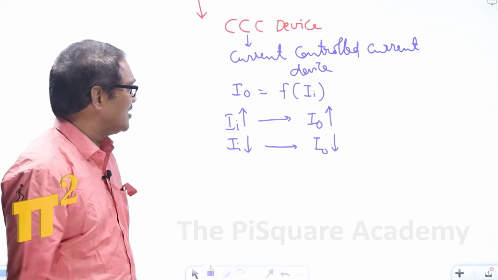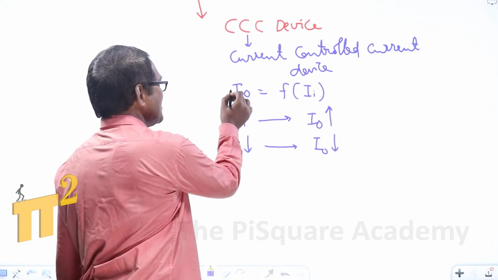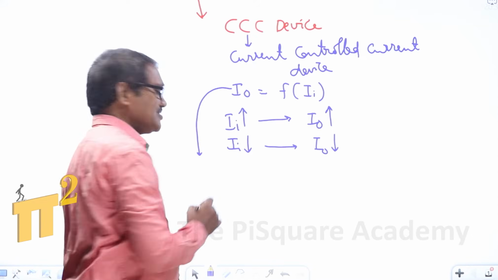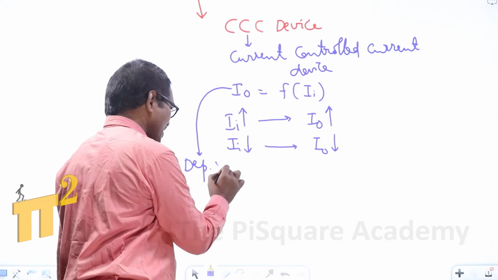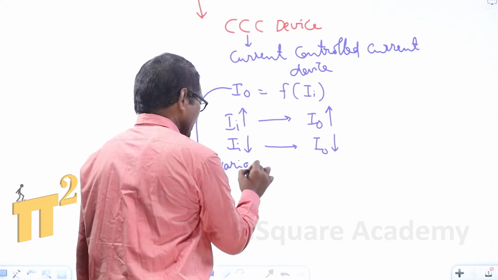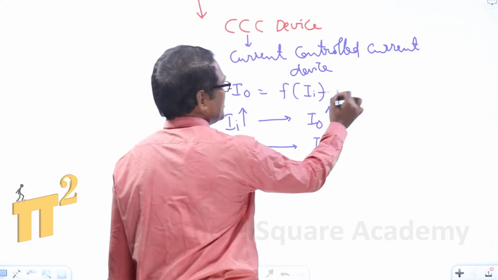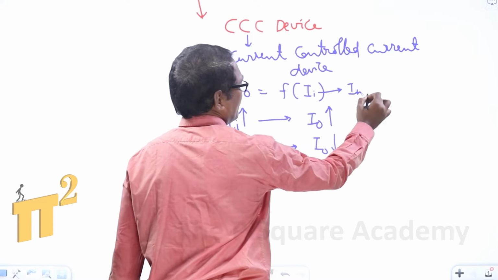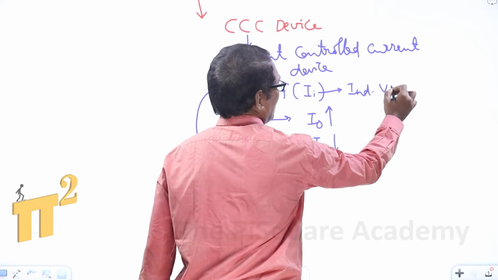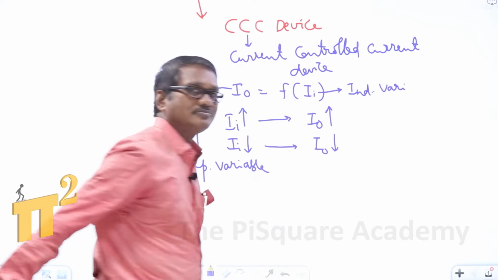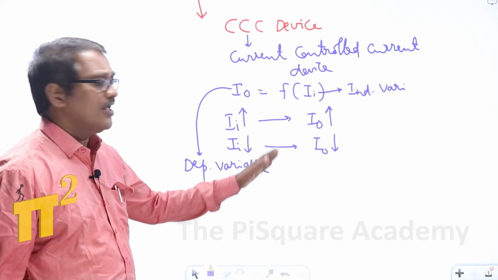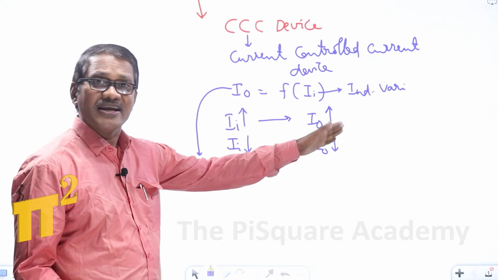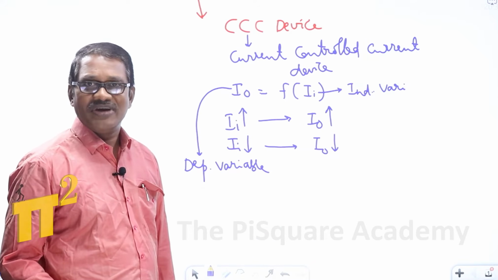Have you understood this? From this we can conclude that the output current is the dependent variable, and the input current is the independent variable. Have you understood this?